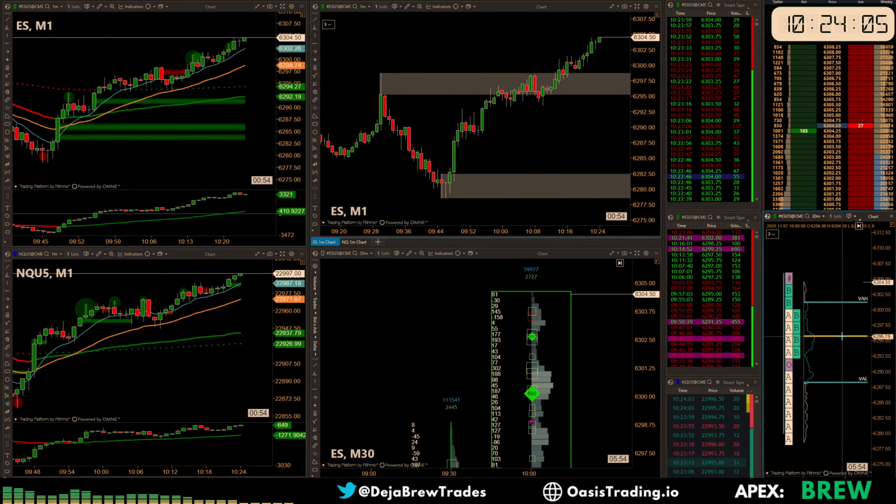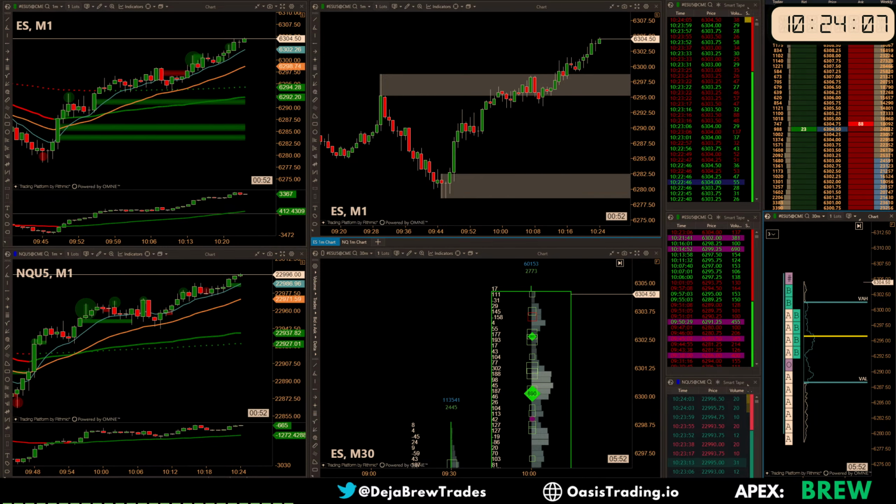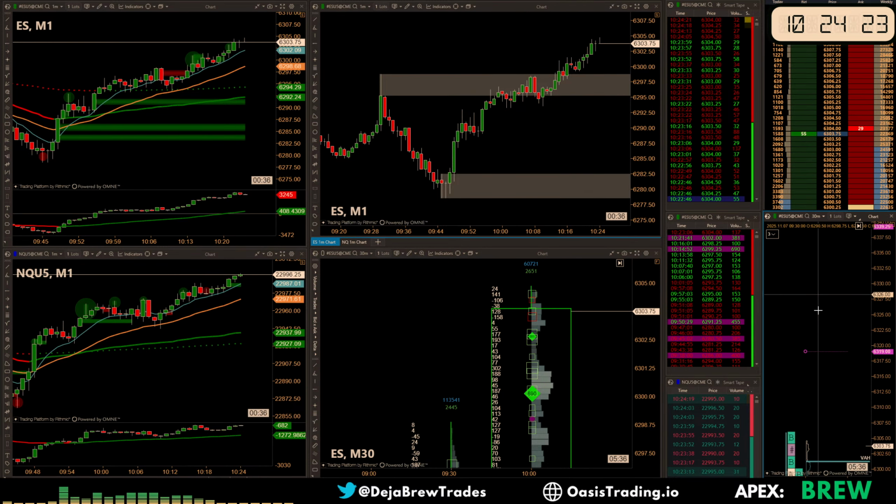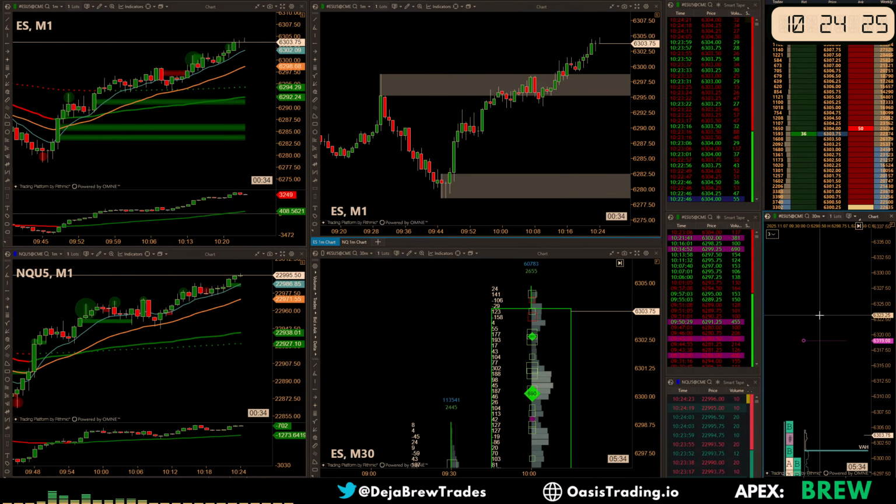Now keep an eye on the timing here. 6 minutes until the 30-minute candle closes will create single prints going down to 6,300. Our extension levels right now, they are still being adjusted until 1030. But right now, it's 19 and 39.